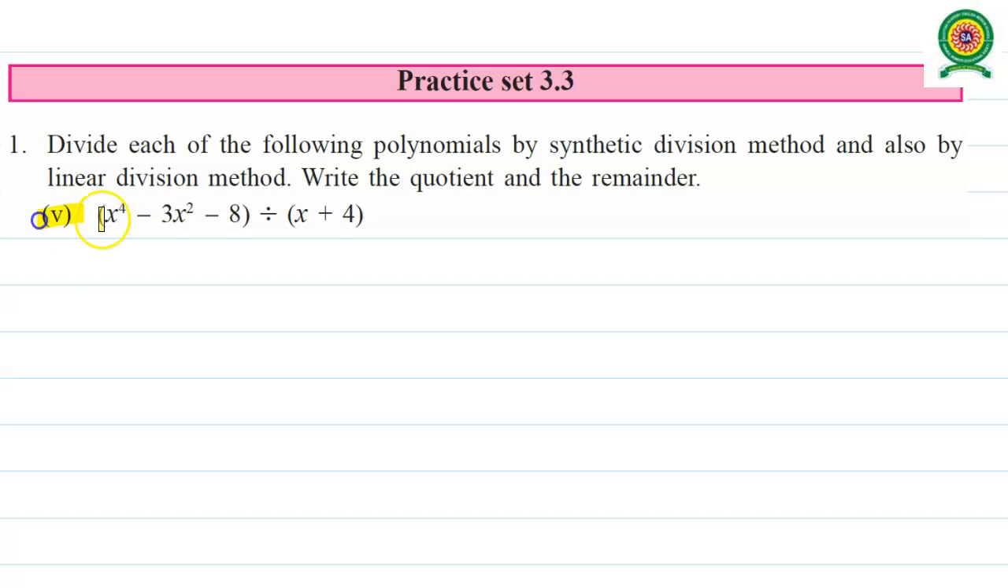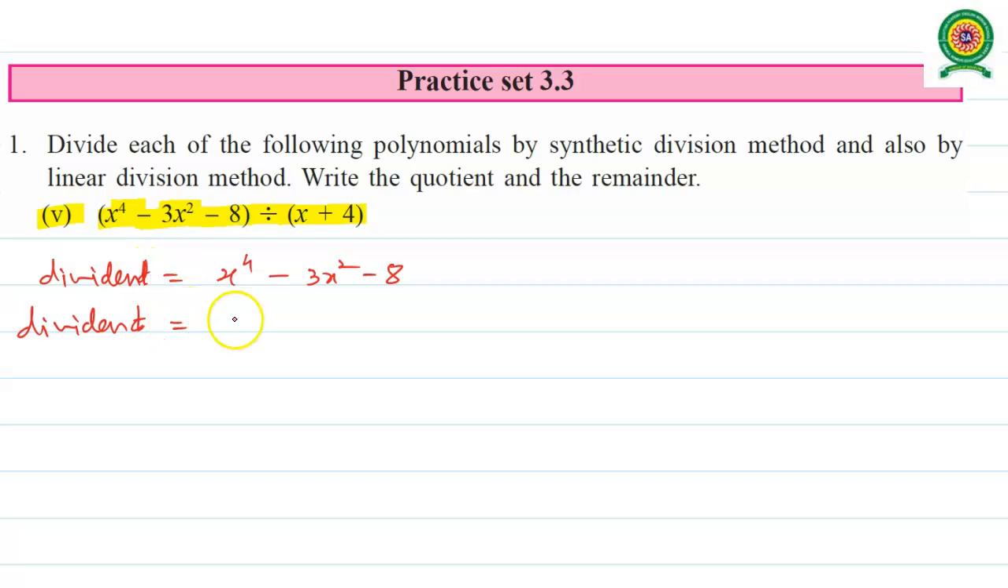Next, the fifth sub question, we have x raised to 4 minus 3x square minus of 8 divided by x plus 4. So the dividend polynomial is x raised to 4 minus of 3x square minus of 8. Try to write down this dividend polynomial in the standard or general form of polynomial. We have x raised to 4 plus, x cube term not given, means we have 0x cube, minus of 3x square. X term not given, means we have 0x minus of 8. And the divisor polynomial is x plus 4.